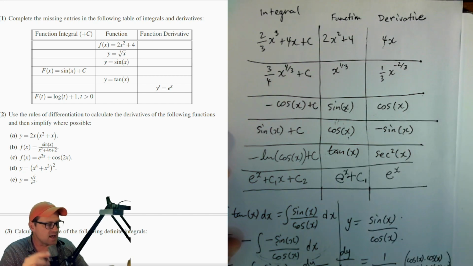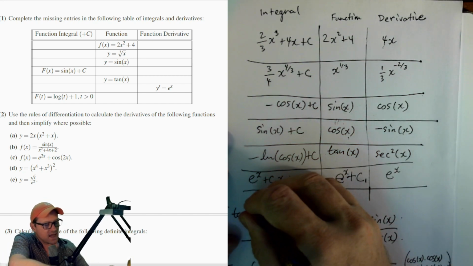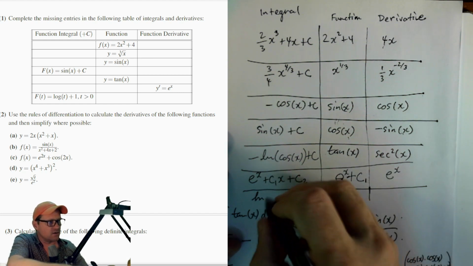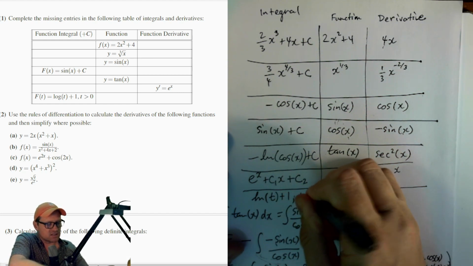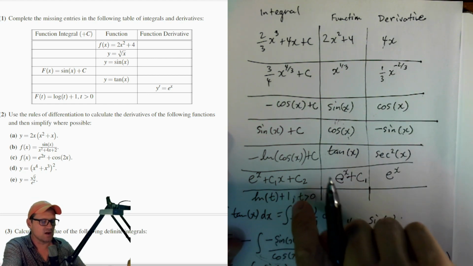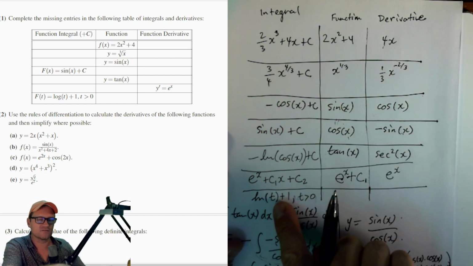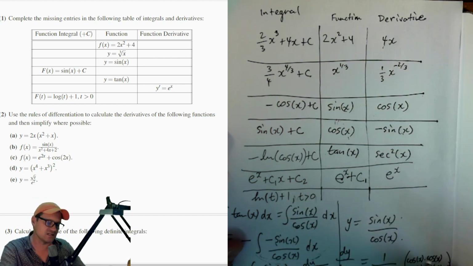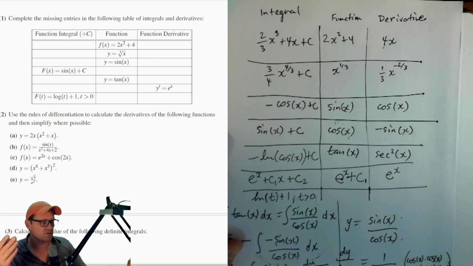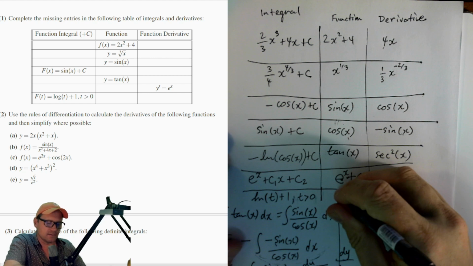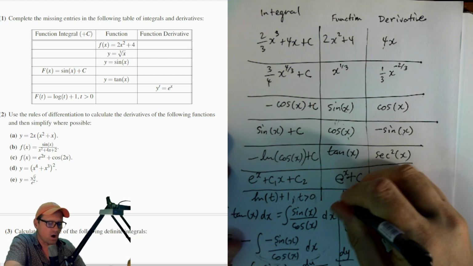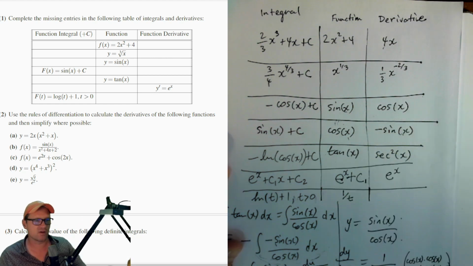So in the last row, we have the natural log, so I'm going to write ln here, of t plus 1, where t is positive. Okay, so we need to differentiate here natural log of t plus 1 with respect to t to find the function. So the derivative of natural log of t with respect to t is 1 on t, and the derivative of 1 with respect to t is 0. We have 1 on t there.